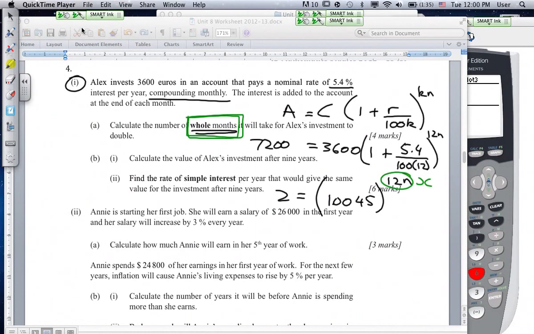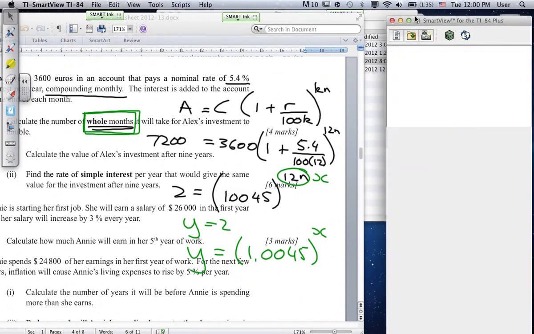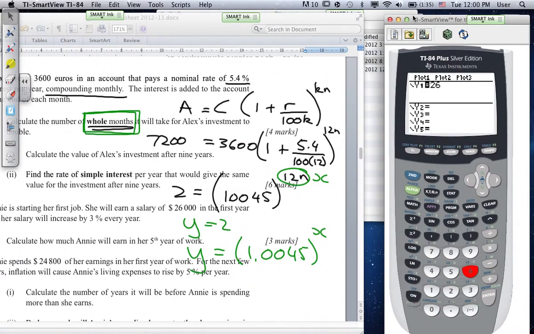So we are going to put two equations into our graphical calculator. We're going to put y is equal to 2, that over there, and y is equal to 1.0045 to the x. And where they intersect should be your answer, should be the x value for it. So we get our calculator here, and I just clear it. So I'm going to put y is equal to 2 in here, and then I'm going to put y is equal to 1.0045 to the power of x. I'm going to graph it.